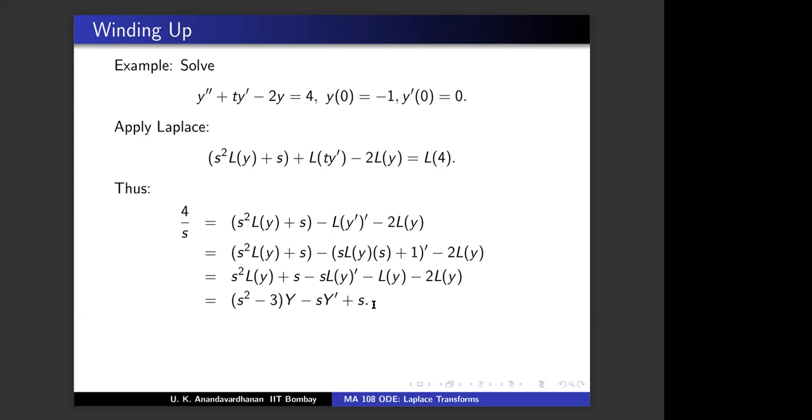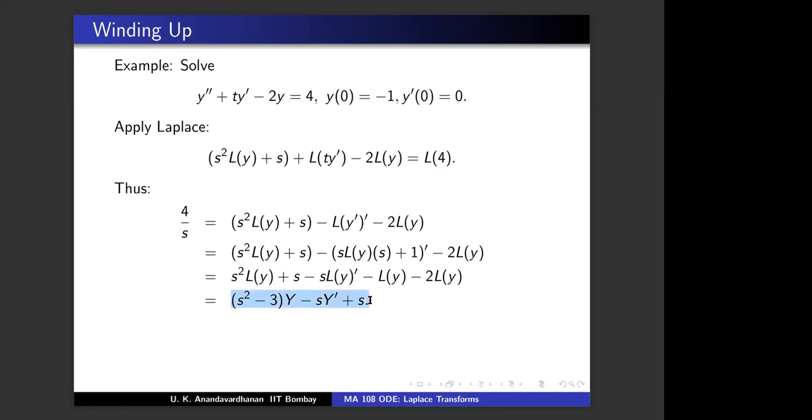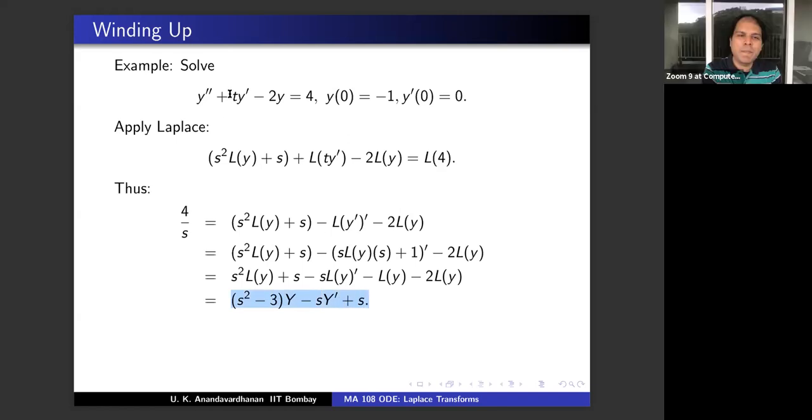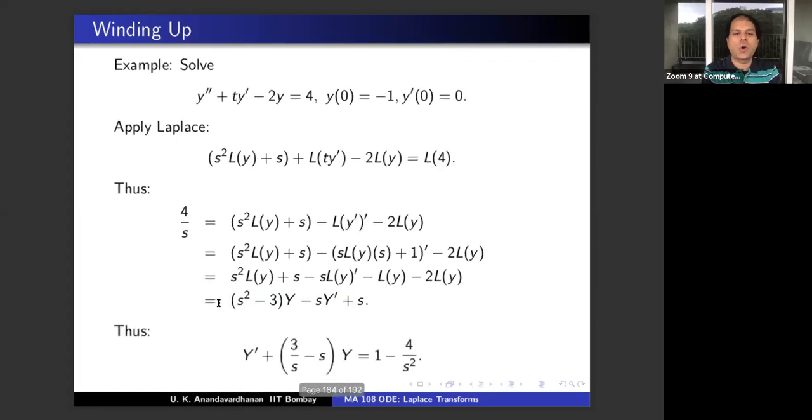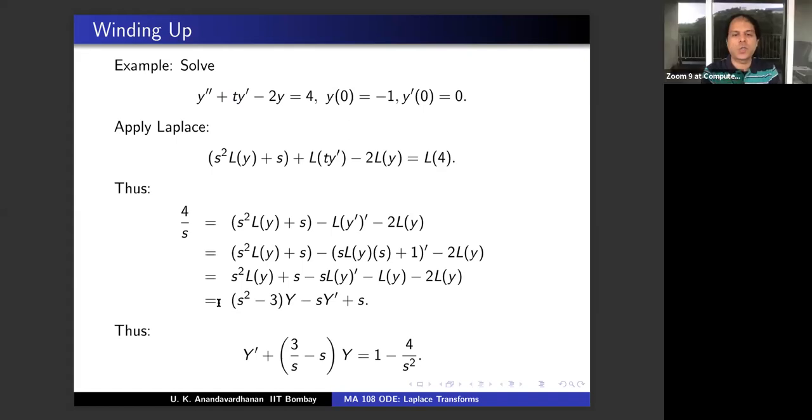So what have you got? First order differential equation. Because the multiplication by t came here, you are not getting a linear equation in the original variable, but you are getting a first order differential equation in y, which you should solve. So you have got a differential equation y prime plus (3 by s minus s) times y equal to 1 minus 4 by s square. This you have to solve.